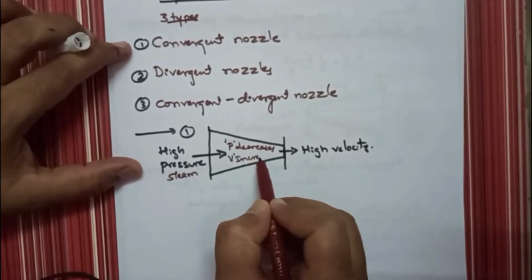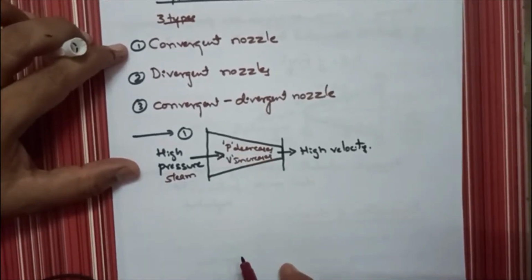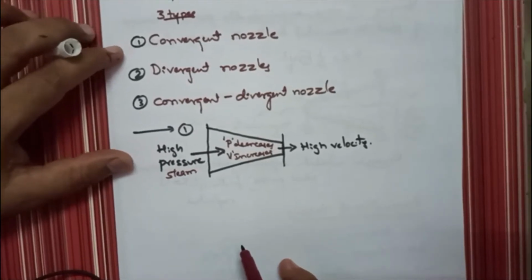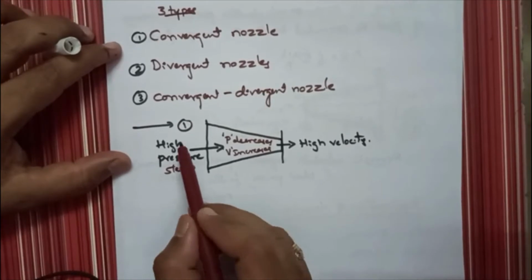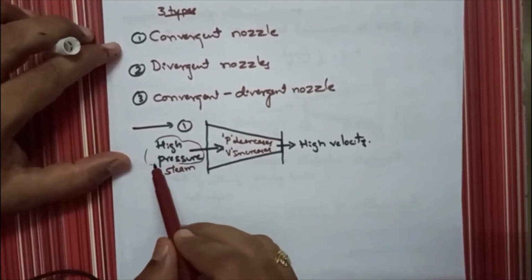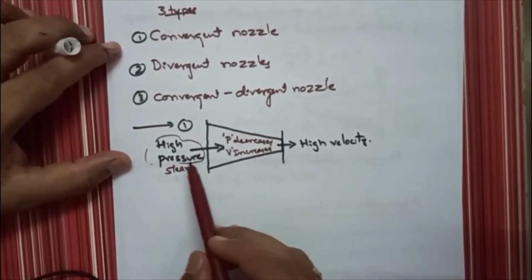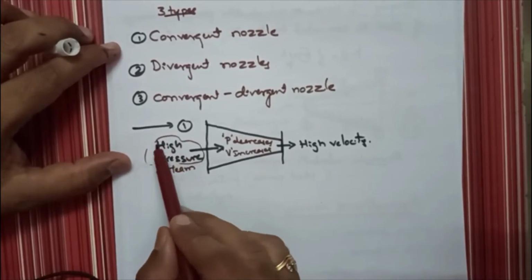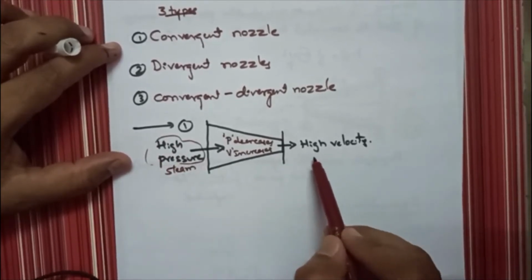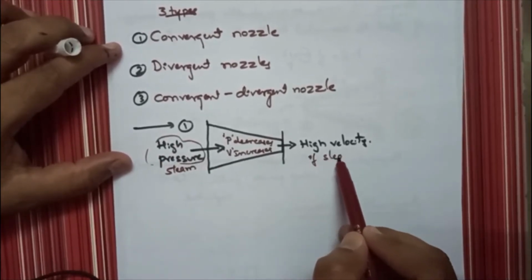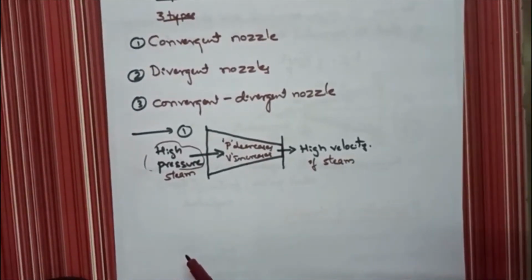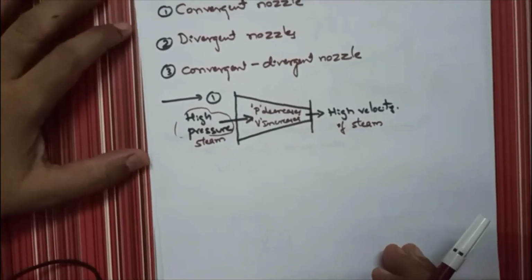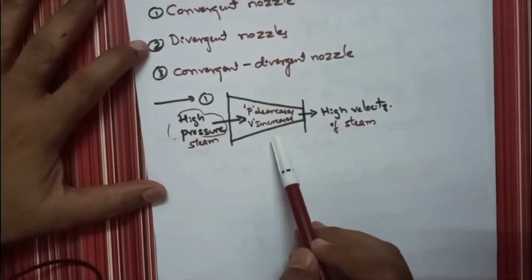Velocity increases. We studied the law of conservation of energy: energy can neither be created nor be destroyed, but one form of energy will be converted into another form. Here the energy of steam, that is high pressure energy, is converted into high velocity of steam. This is a convergent nozzle. So this is one type of nozzle.